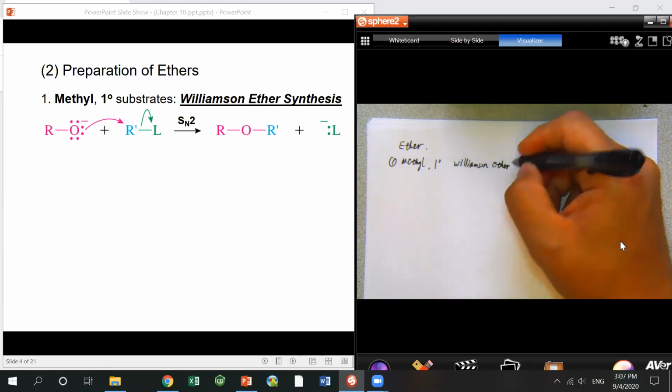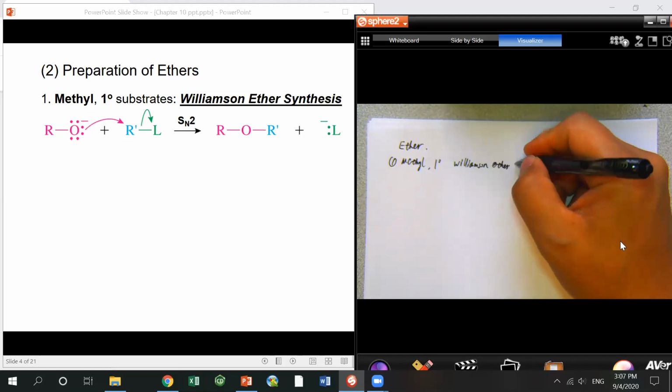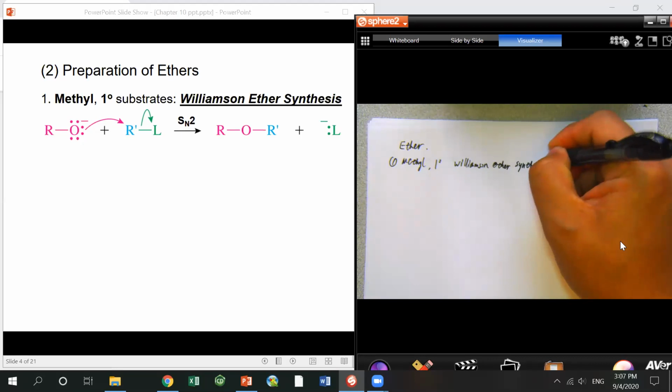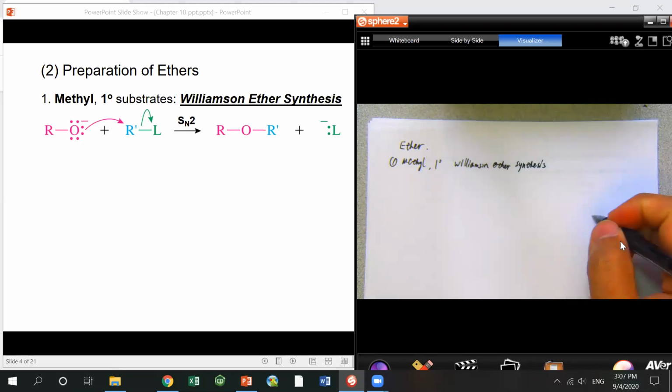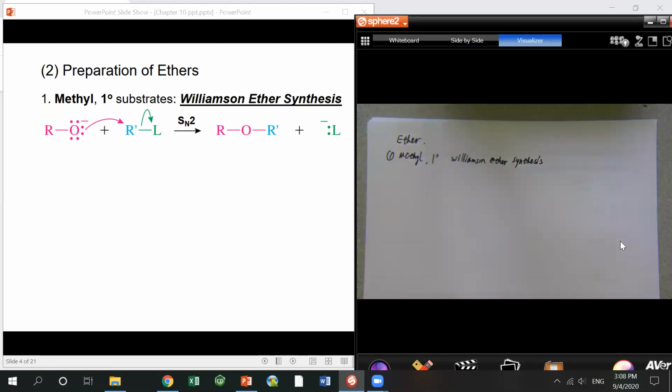So that's the first named reaction we've learned so far. In future you will learn a lot of named reactions, each named after a different person. Now, Williamson ether synthesis. This one is actually an SN2 reaction.